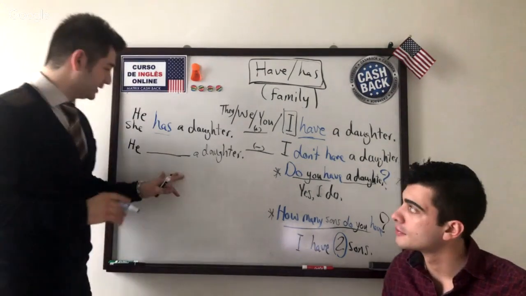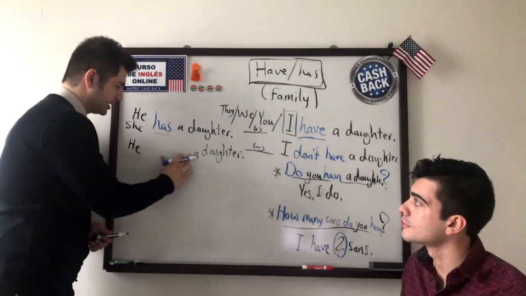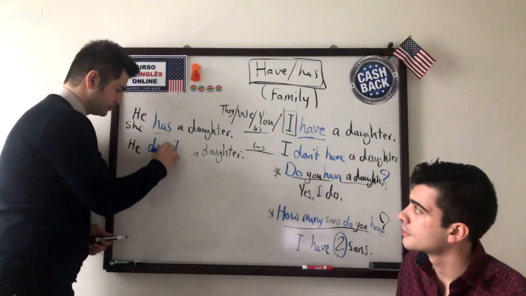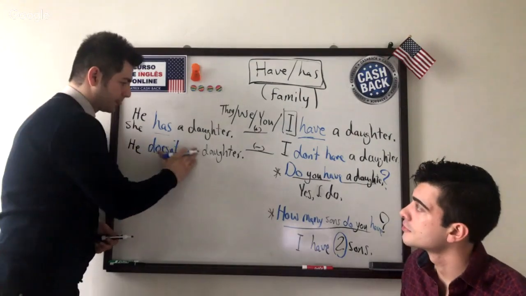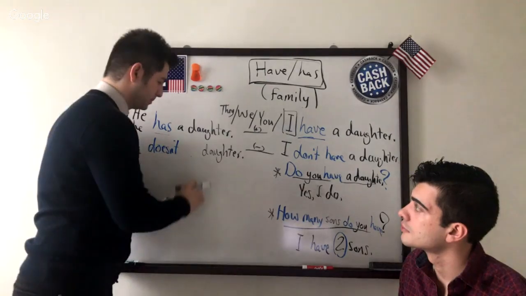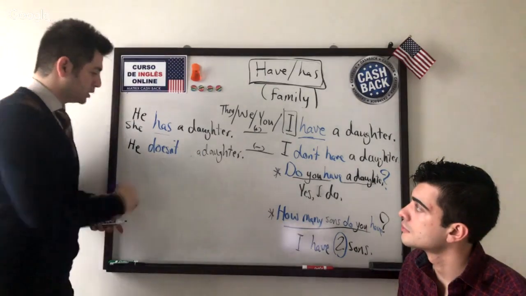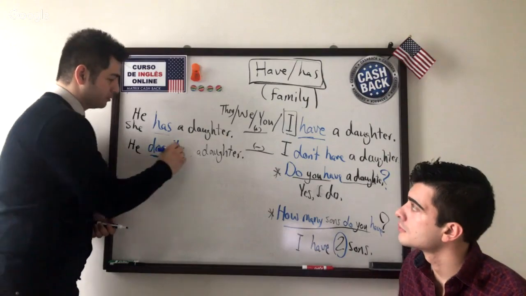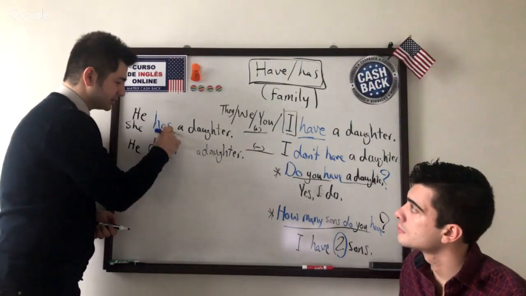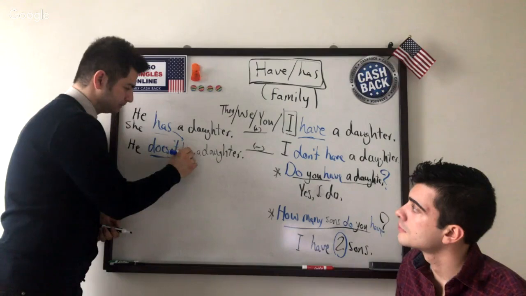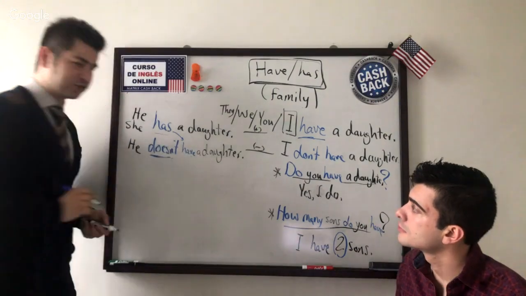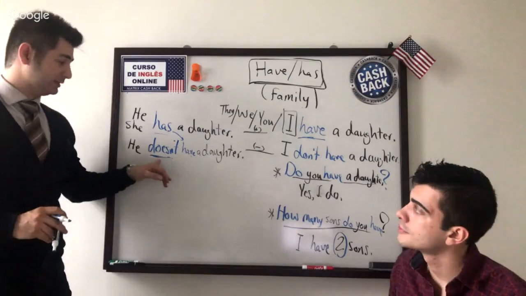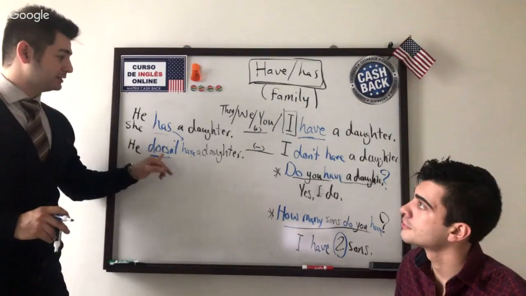All right, so the negative form would be doesn't. Because we have the auxiliary verb doesn't, we have to change has into have. We can't use has anymore because we have the auxiliary verb. He doesn't have a daughter.